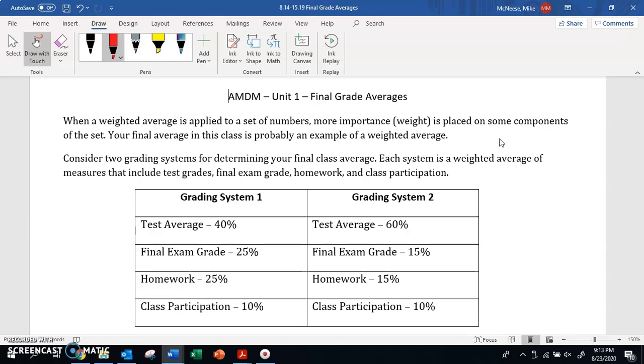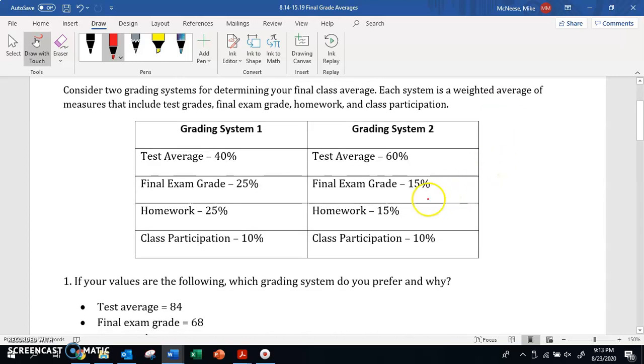Consider two grading systems for determining your final class average. Each system is a weighted average for measures that include test grades, final exam grade, homework, and class participation. So each system has a percentage or a weight for each of these categories, and depending on how important it is will tell you how high of a percentage it is. In system one, test average is the highest, it's 40%, so that's pretty important. But it also gives 25% for homework and final exam grade. So it's saying they're kind of important, but not as much as test average.